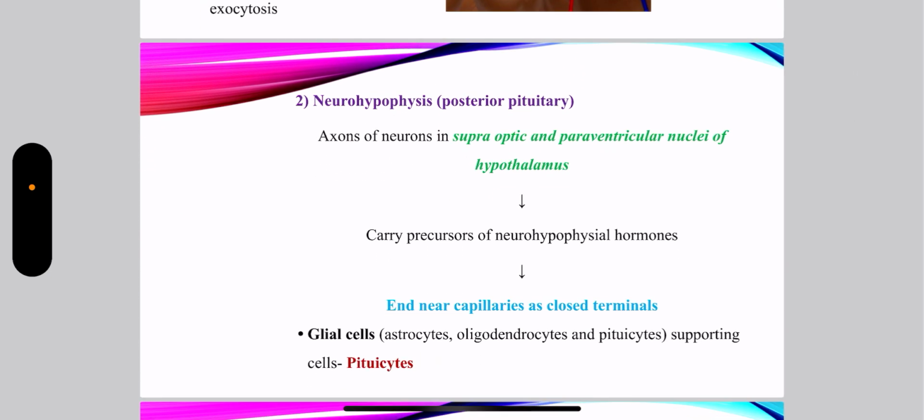Regarding the neurohypophysis, we had seen in the previous figure that it is divided into pars nervosa and infundibular stalk. I talked about that. And the pars nervosa is basically a site of storage of oxytocin and vasopressin. That forms the majority of the posterior pituitary. The cells of the neurohypophysis are pituicytes. You can see here the glial cells, basically the supporting cells. And the axons of the neurons in the supraoptic and paraventricular nuclei of the hypothalamus carry precursors of these neurohypophyseal hormones and end near the capillaries as closed terminals.